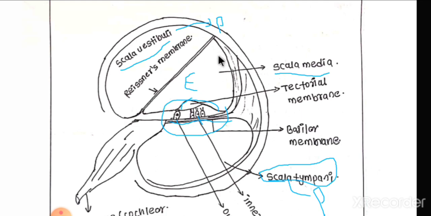And in this scala media, in this portion, there is the vascular layer or vascular lining. This is called the stria vascularis.